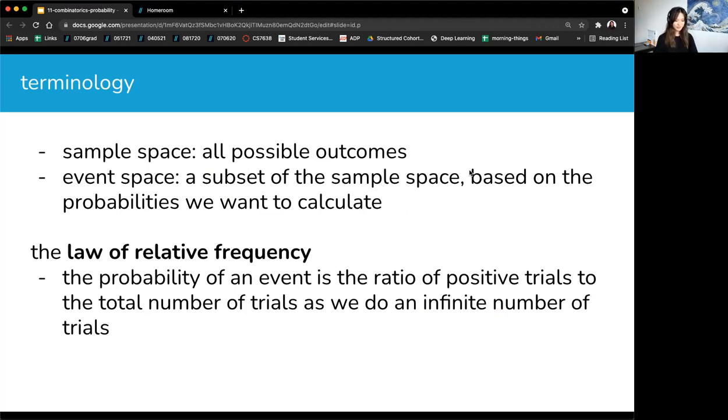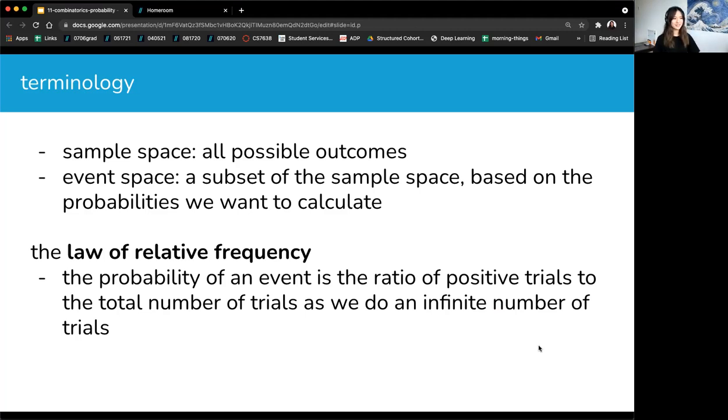So the law of relative frequency helps define what it means when we say, okay, the probability of rolling a 1 on a 6-sided die is 1 out of 6. The law of relative frequency says that the probability of an event is the ratio of positive trials to the total number of trials as we do an infinite number of trials. So sure, we have 6 sides on a dice, but the idea is that if you were to roll a dice an infinite number of times, the ratio of it coming out as a 1 is 1 out of 6.